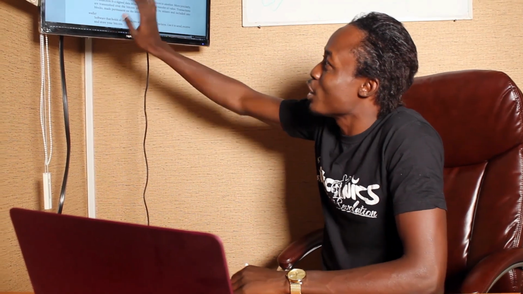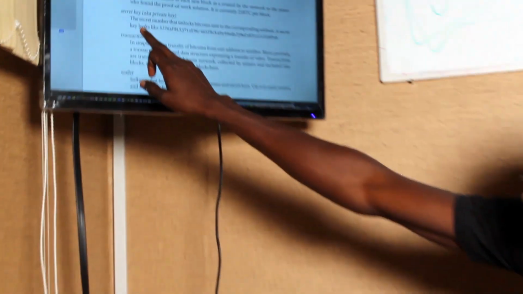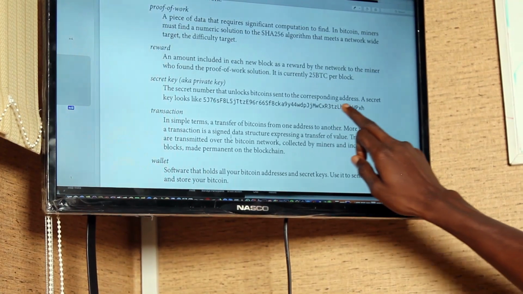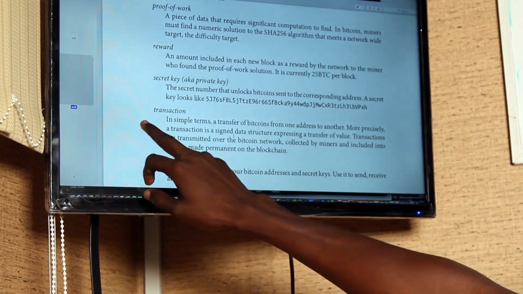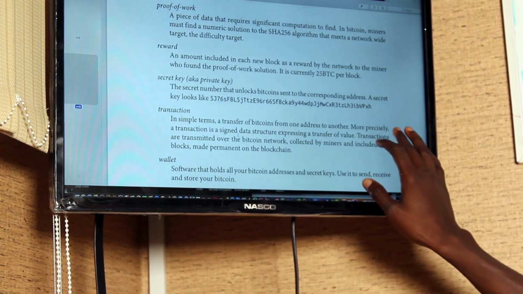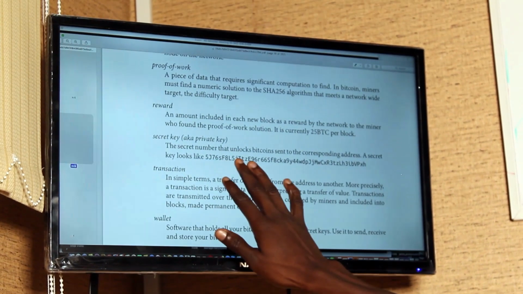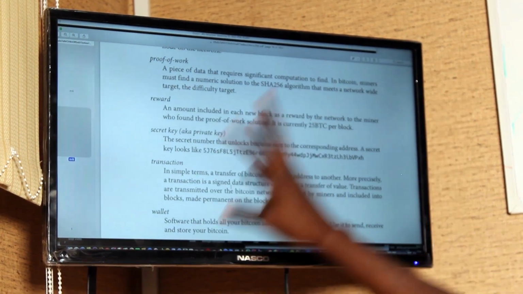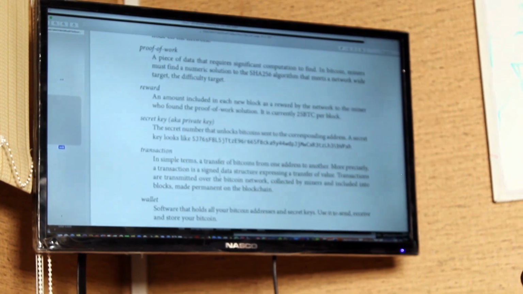And we have a secret key, and that secret key is actually your private key, the secret number that unlocks Bitcoin sent to the corresponding address. A secret key looks like this, and this is your private key, whatever unlocks access to the Bitcoins that is sent to any address. It can also be termed a signature to that transaction.